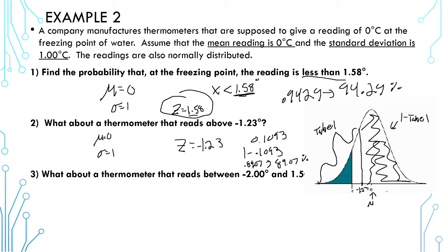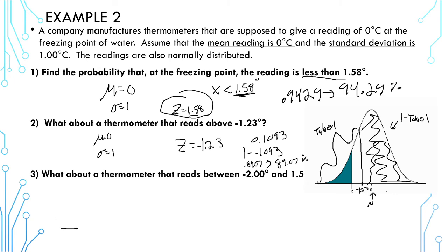Now the tricky part comes with what if you want it between two numbers? So if I say here, what's the chance if I put one of these thermometers in freezing water, it will give me a reading that's between negative 2 and 1.5. So I don't want above, I don't want below, I want between. Well, here's what you do. You actually just do the same thing twice.